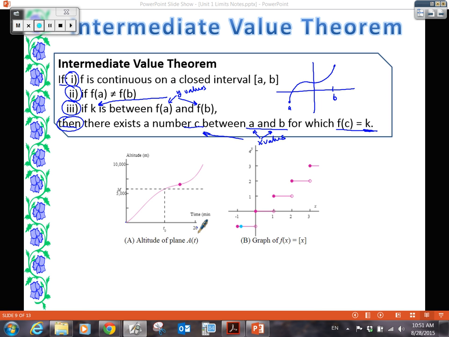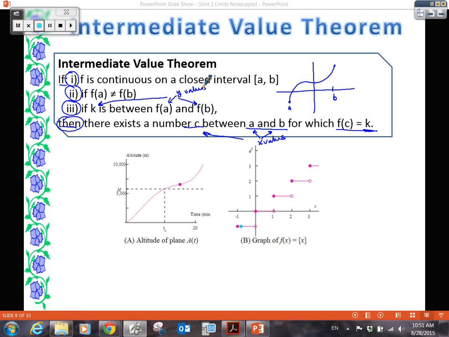It actually is going to start on the ground, and if it gets to 10,000 meters, then it certainly has gone through every single meter up to then, right? It can't jump meters. So we could say that the altitude of the plane is a continuous function of time. So it is continuous.